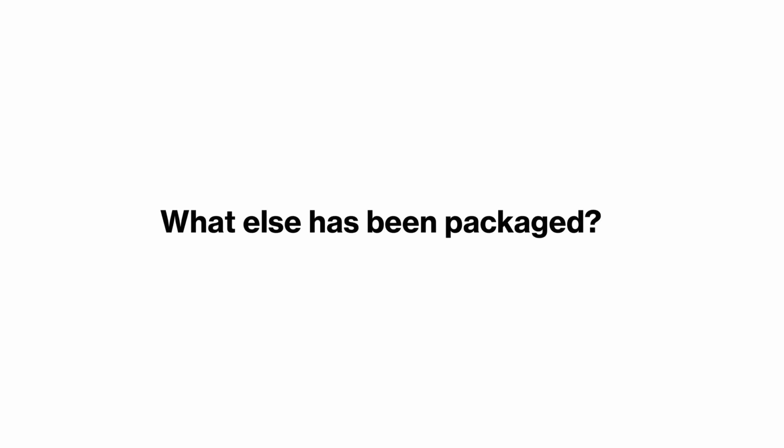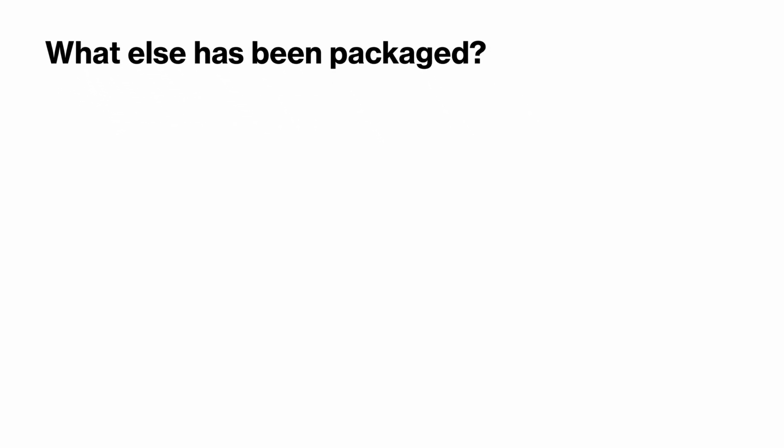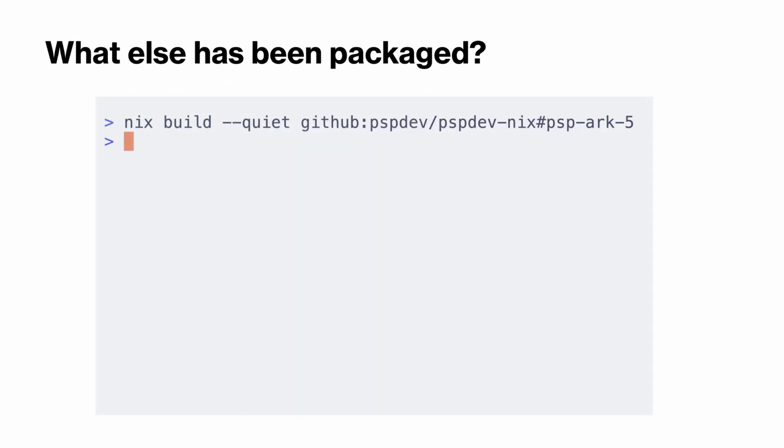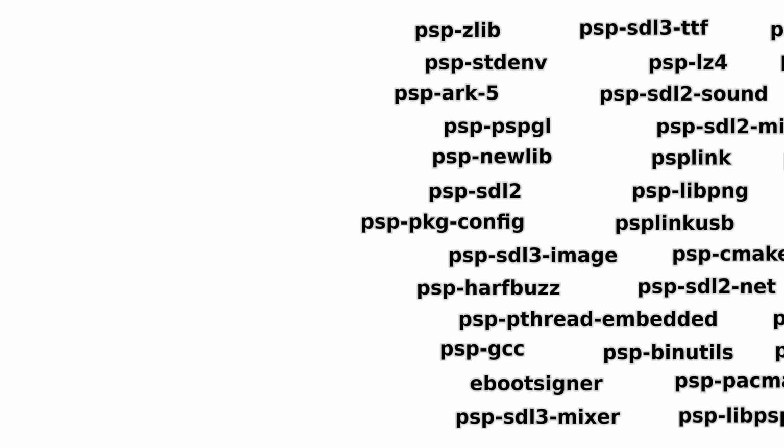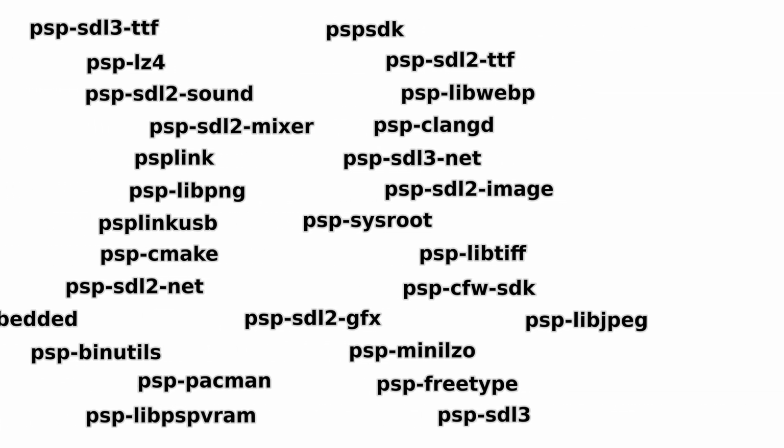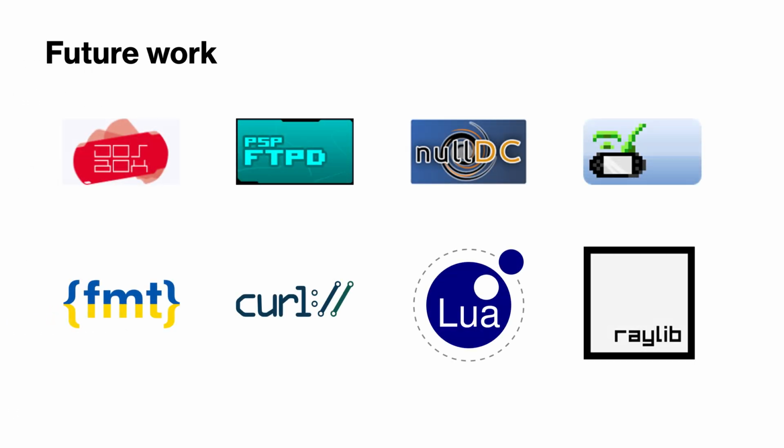Besides the toolchain, PSPDEV-Nix also packages various libraries and homebrew. For example, we can build Arc5, which as you can see, builds successfully. Of course, there's much more than just Arc5. In the future, I'd like to package more homebrew software and more libraries.